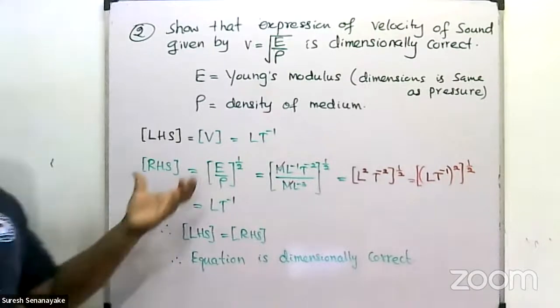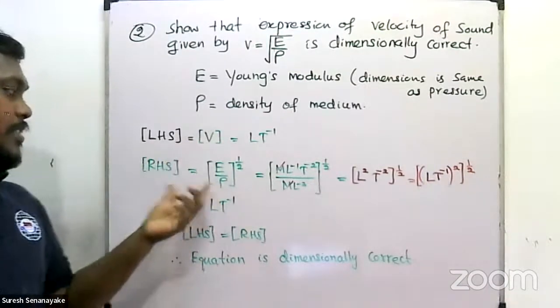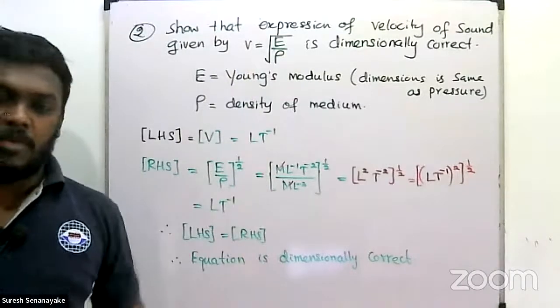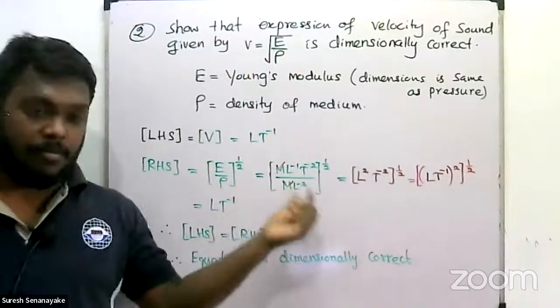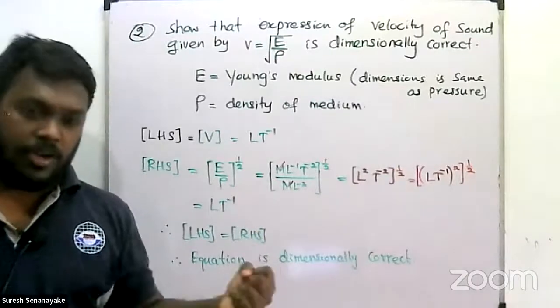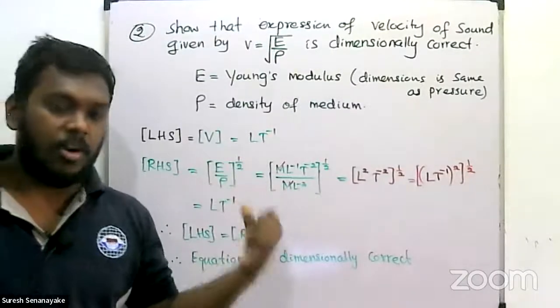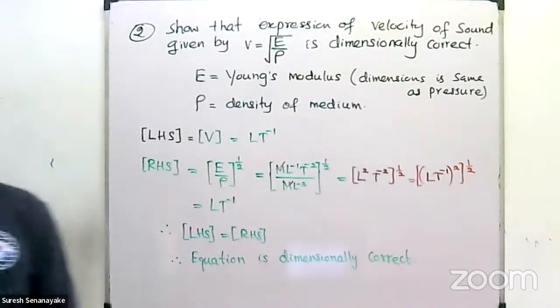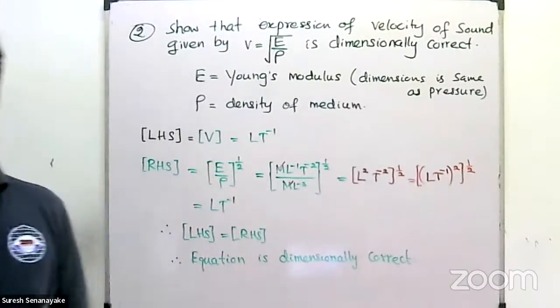If there are more terms, let's say there are two terms in this kind of equation, it's right hand side and left hand side only. But if there are more terms, like sum and the negative, that's a subtraction, then you need to consider the dimensions of all the terms, and then all should be equal. Otherwise, it's wrong.